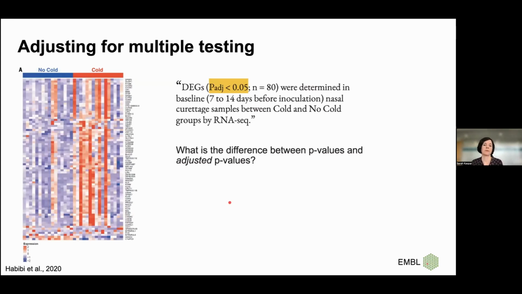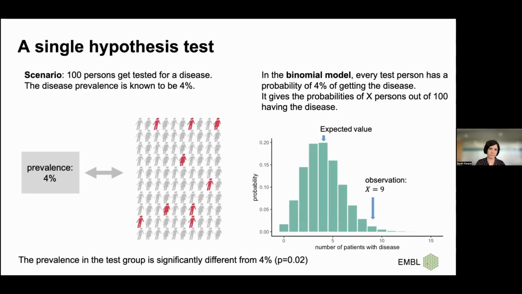Right, so here in the paper they found a list of 80 differentially expressed genes whose p-value was below some cutoff. But here they don't write the p-value is below 5%, but the adjusted p-value is below 5%. So what's the difference between those? Well, why do we need some kind of adjustment?